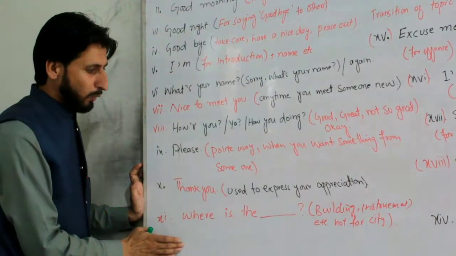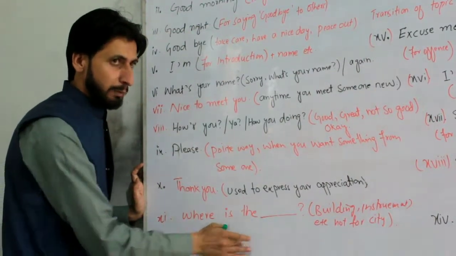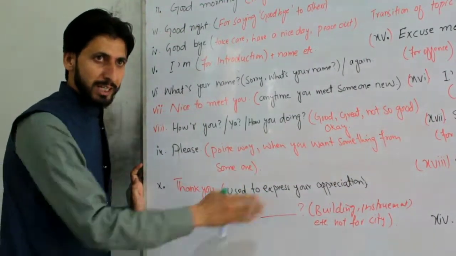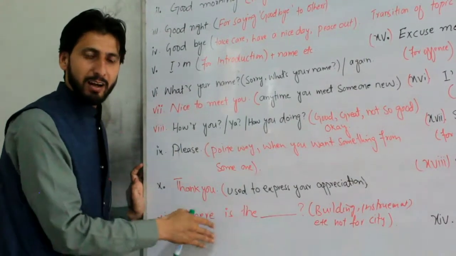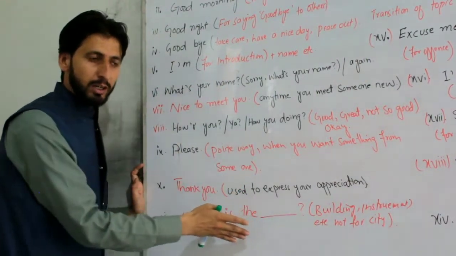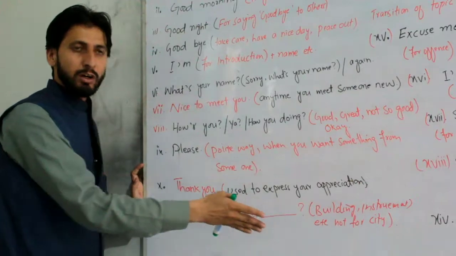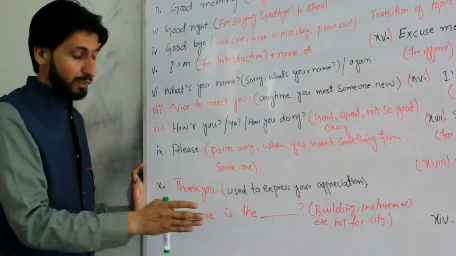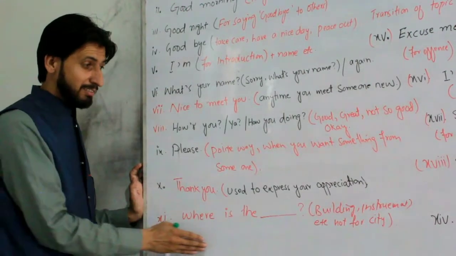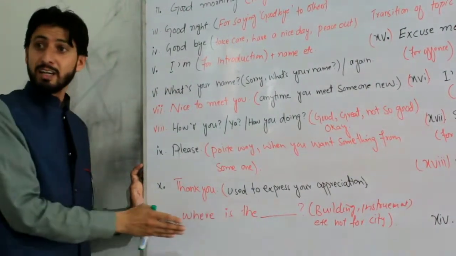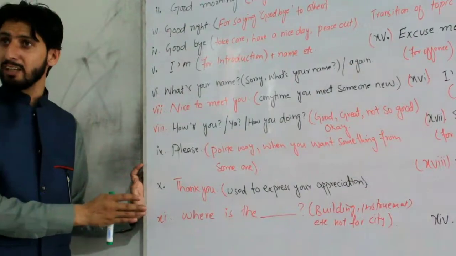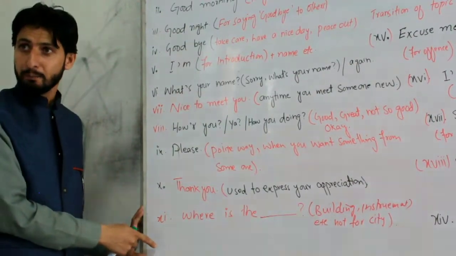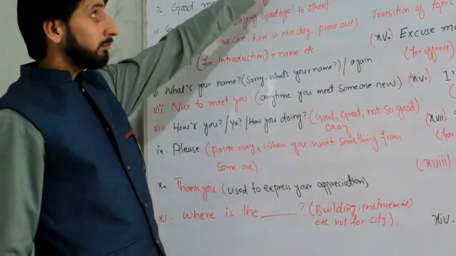So you can use where is the Capitol building, where is the Supreme Court, where is the High Court, where is the District Court. Okay, you can say where is the University building. You can say this, but you cannot say where is the Rawalakot court. It is incorrect in writing as well as in speaking. Remember this point. Okay, now moving to the next.